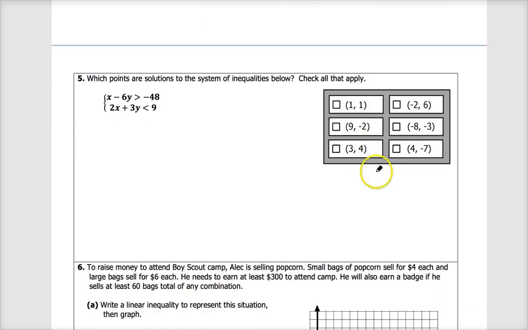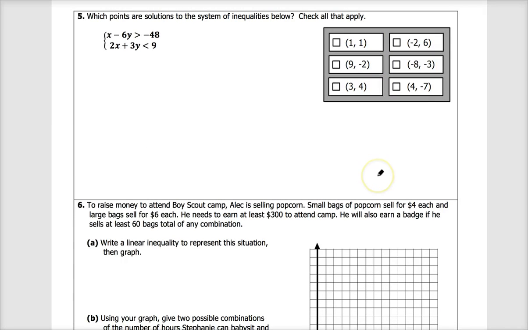Okay, moving on to the back, we have a couple more questions. Number 5 is asking us which points out of the 6 I've given you are solutions to the system of inequalities below, and we're going to check all that apply. So remember, for a point to be a solution to a system, it has to work in both inequalities.